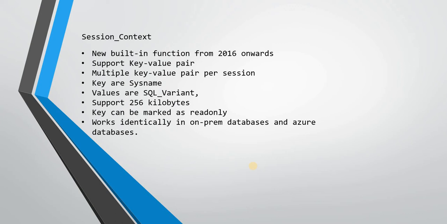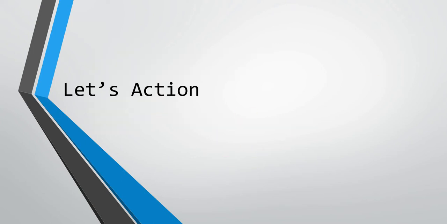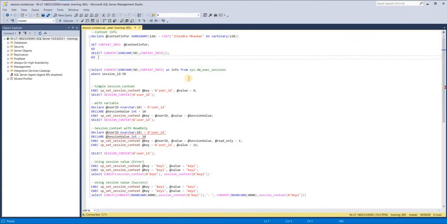Keys can be marked as read only. This is very, very important. In the demo I would show you that you can mark the key as read only so that no one can change it. And this works identically in on-prem database and Azure database. It's not like context info, which returns some arbitrary GUID if no value is set. Okay, so let us see something in action.